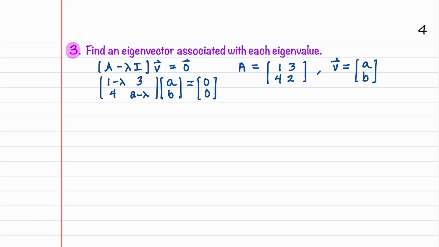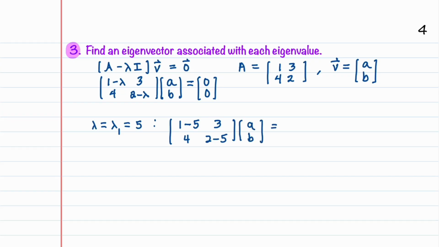Now we're going to find an eigenvector associated with each eigenvalue. Let's first let lambda be lambda 1, which is equal to 5. So this gives us 1 minus lambda, so this is 1 minus 5, 3, 4, 2 minus 5 times AB, and that's equal to 0, 0. This reduces to minus 4, 3, 4, minus 3 times AB, and that's equal to 0.